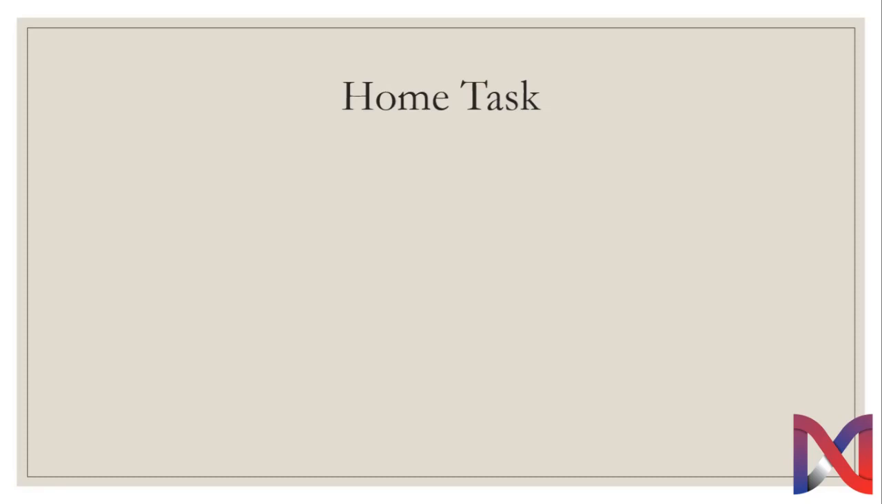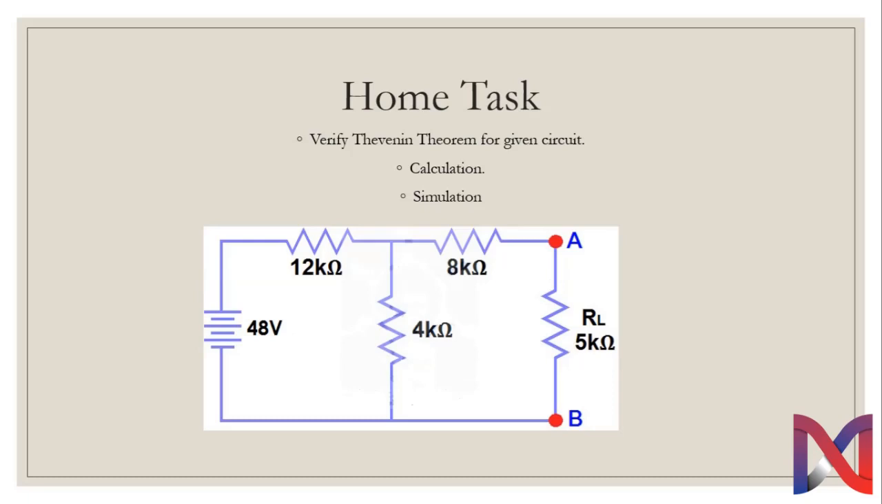Now it's time for your home task. You have to verify Thevenin theorem for the given circuit. You need to do all necessary calculations and you have to perform simulation as well. This is your circuit. A 48 volt source is connected with 3 resistors and an RL. You have to find current for the RL.